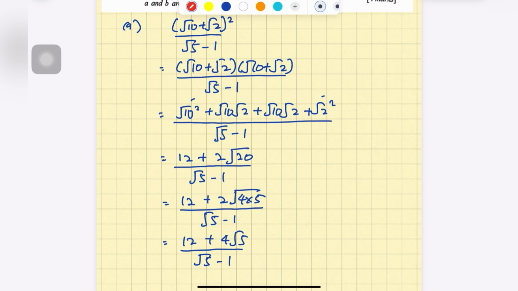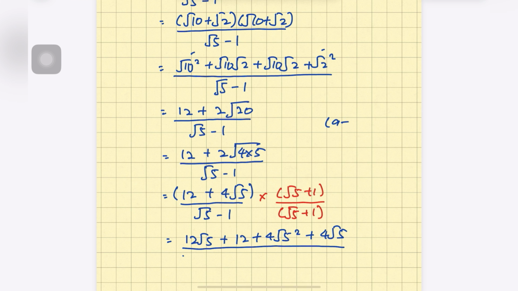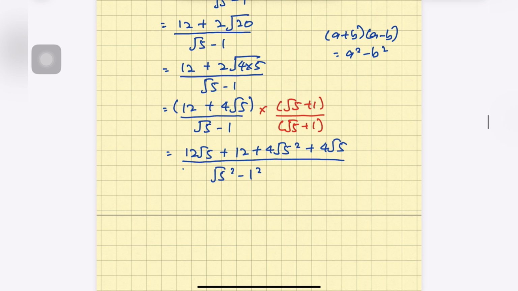So yang ni tak simple. So kita kena rationalizekan dia times the conjugate sert 5 plus 1 over sert 5 plus 1. Okay, so this one kita expand lah. Ni letak bracket. Okay, so this one is 12 sert 5. Okay, plus 12 plus 4 sert 5 squared plus 4 sert 5. Divide by yang bawah ni. So, kita ada formula a plus b, a minus b is a squared minus b squared. So, this one is sert 5 squared minus 1 squared.